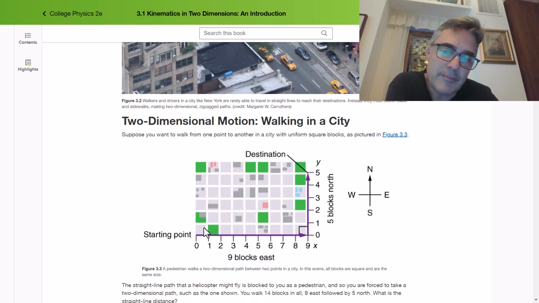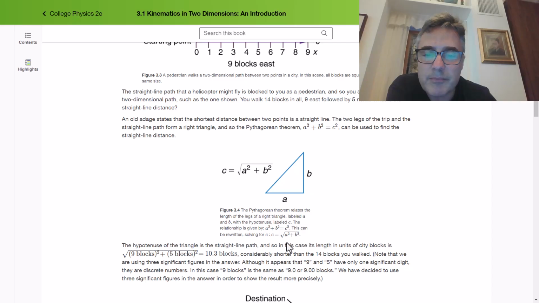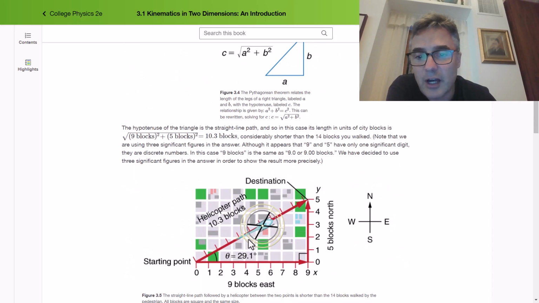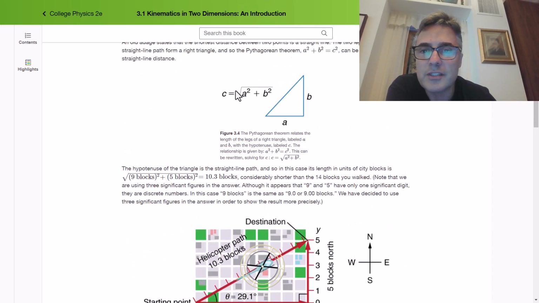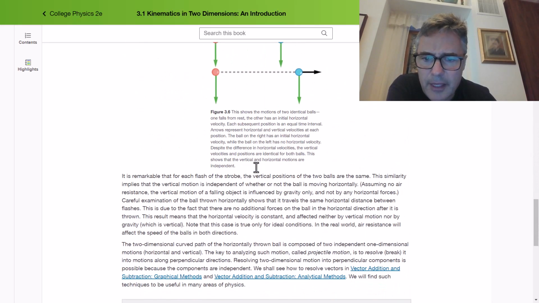So you can imagine walking some blocks east and some blocks north. You can set up an XY axis. They define, I think, plus X to be in the east direction and plus Y to be in the north direction. And if a helicopter flew that distance, you would use the Pythagorean theorem to find out how far the helicopter traveled. So hopefully you're familiar with this kind of math.